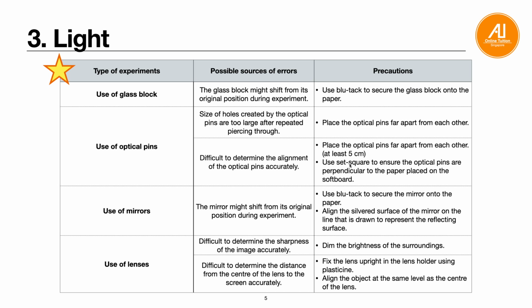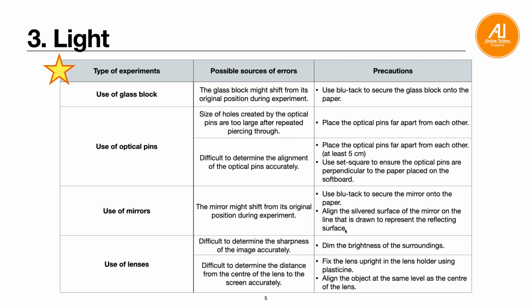Next one, use of mirror, quite common also. The mirror might shift from the original position, very similar to the glass block, so you can use blue tack to secure the mirror. And then most important, if you're observant enough, one face of the mirror is actually the silver surface, that is your reflective surface. This reflective surface should be placed on the line that is drawn to represent the reflecting surface.